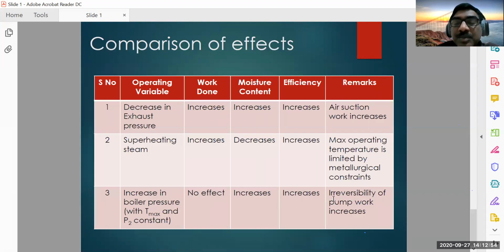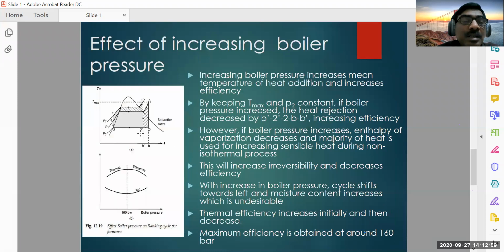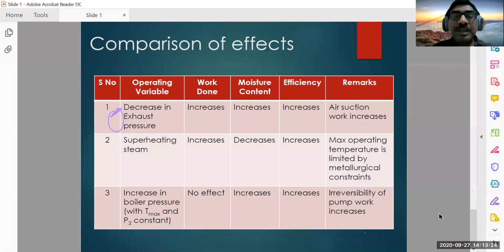But there is a problem of irreversibility of pump work in this case. So you are adding some more pump work. So the irreversibility will increase here. You are adding more pump work, which will add the irreversibility because you are adding more heat at a non-isothermal process. So these are the differences. These are the effects of each and every variable. So we shall see one problem in another session.